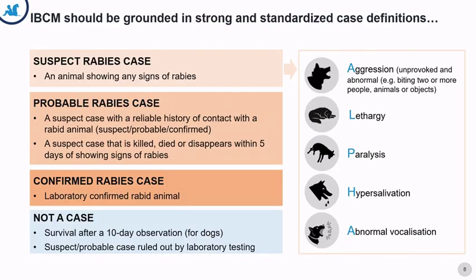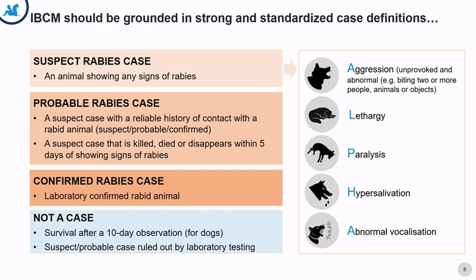Like any surveillance program, IBCM should be based upon a strong case definition. The case definition shown here is based on the WHO and World Organization for Animal Health criteria for a suspected, probable, confirmed, and non-rabies case. Suspected rabies cases are those animals that show any sign of rabies virus infection. One way to remember these signs is to use the acronym ALPHA. ALPHA stands for abnormal aggression, lethargy, paralysis, hypersalivation, or abnormal vocalizations.